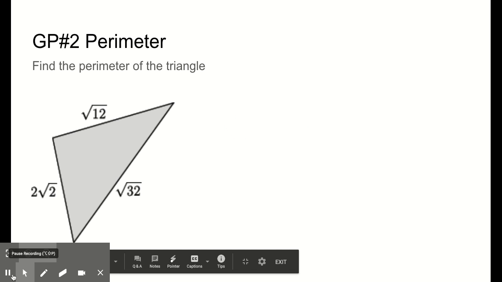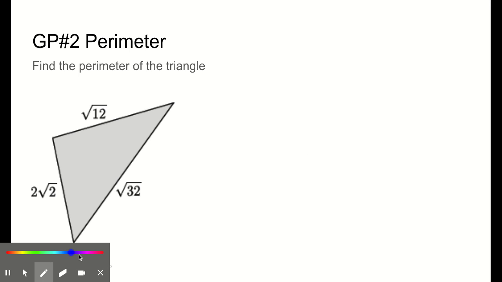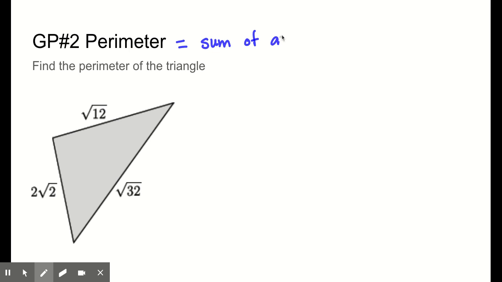All right, last GP. We're looking at a triangle and we are asked to find the perimeter. So let's remember that in order to find the perimeter, it's going to be equal to the sum of all of the sides. So for a triangle, that means we will add all 3 sides together. If it were a square or a rectangle, we would add 4 sides together. Or whatever shape it is, you simply add all of the sides together to find the perimeter.